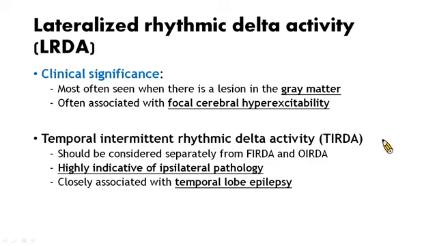Then we talk about lateralized rhythmic delta activity, or LRDA. It's most often seen when there is a lesion in the gray matter. It often associated with focal cerebral hyperexcitability. The most classic example is temporal intermittent rhythmic delta activity, TIRDA. It should be considered separately from FIRDA and OIRDA. It highly indicates ipsilateral pathology, and it is closely associated with temporal lobe epilepsy.